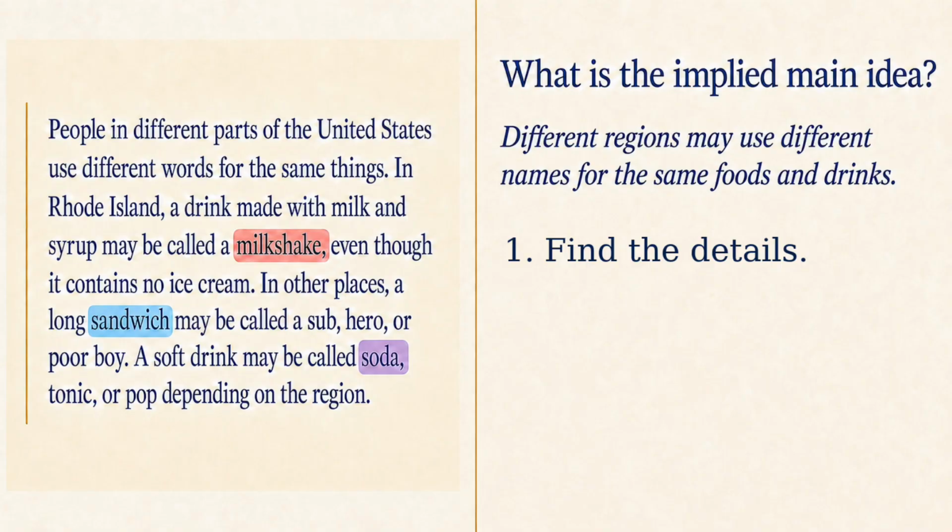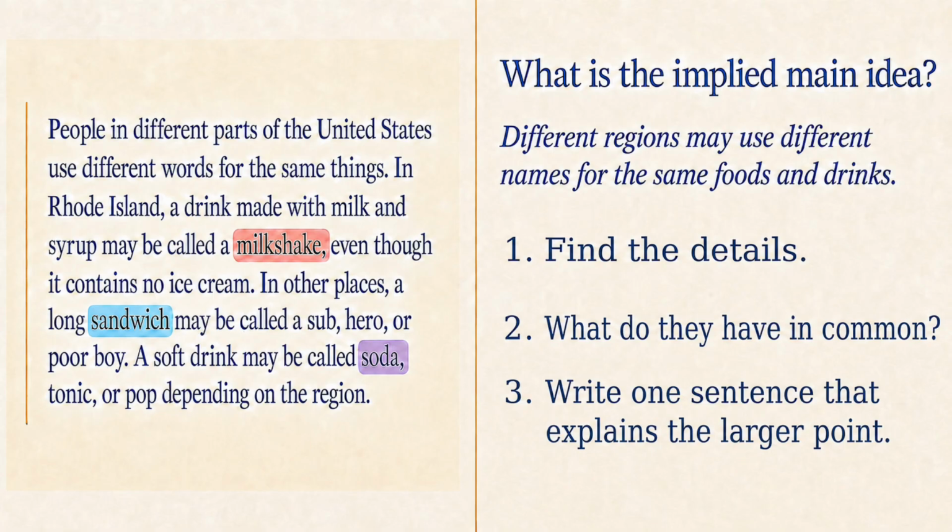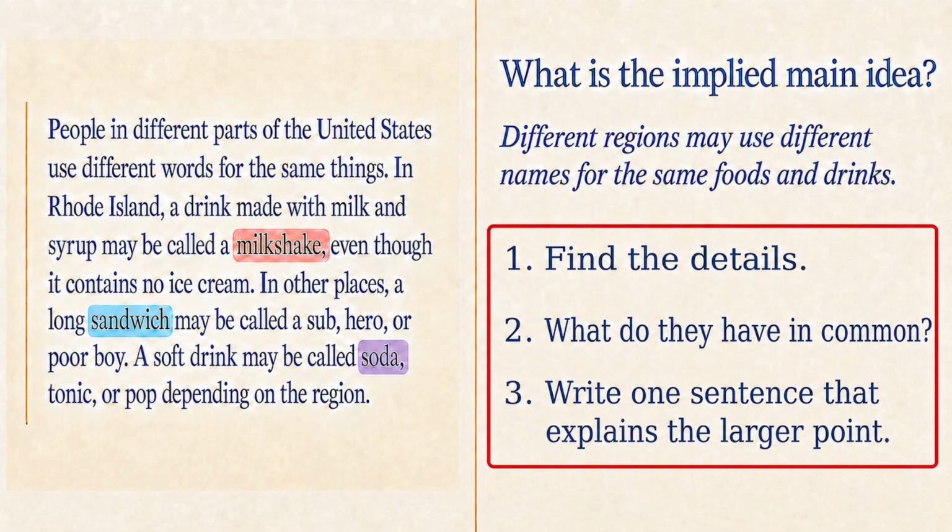Here's the strategy. First, look at all the details. Second, ask what they have in common. And third, write one sentence that explains the larger point. A good implied main idea must cover all the major details in the paragraph.